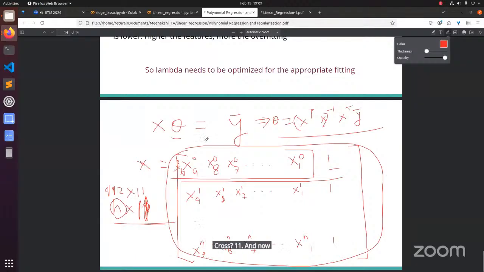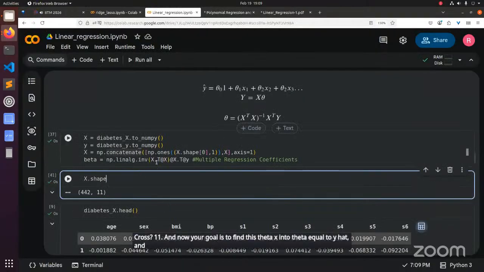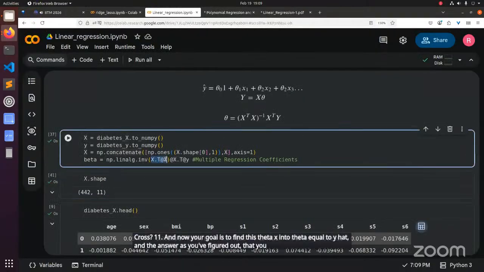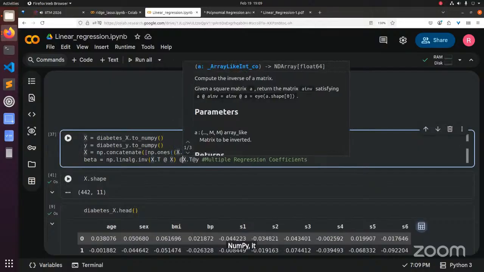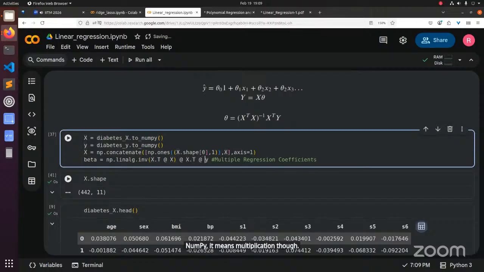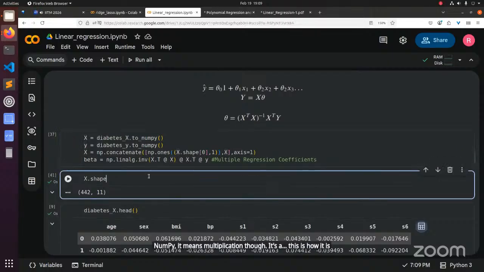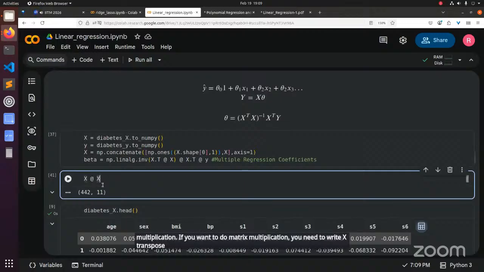And now your goal is to find theta, where x times theta equals y hat, and the answer you figured out is that you need to compute x transpose x. When you write the at-the-rate symbol in numpy, it means matrix multiplication. If you write x into x, it is not matrix multiplication. If you want to do matrix multiplication, you need to write x transpose, at the rate, x, then it will do matrix multiplication.